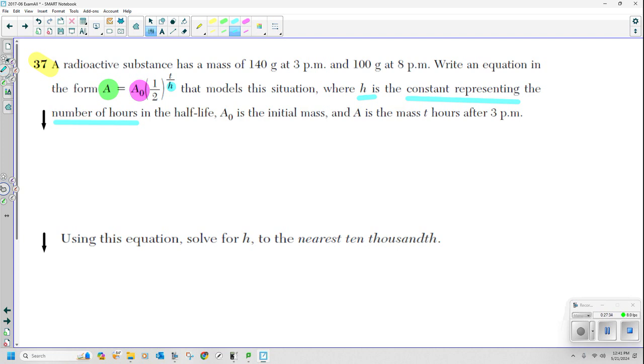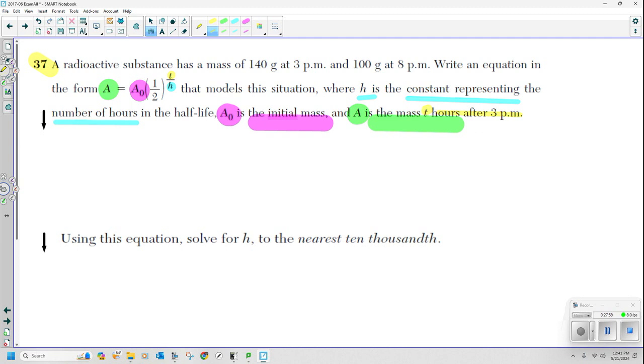And A sub 0 is the initial mass. We just went over that. A is the ending mass, the mass in T hours after 3 p.m. So it looks like we have T, which is hours after 3 p.m. Okay, so we have these two time things here, which seems weird. All right.